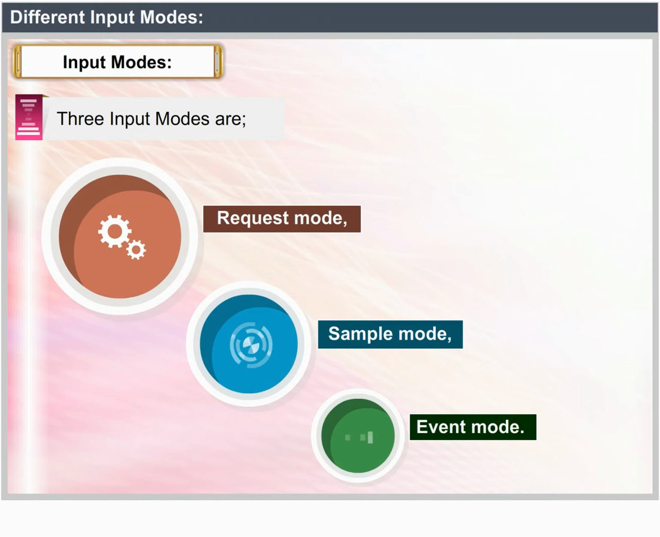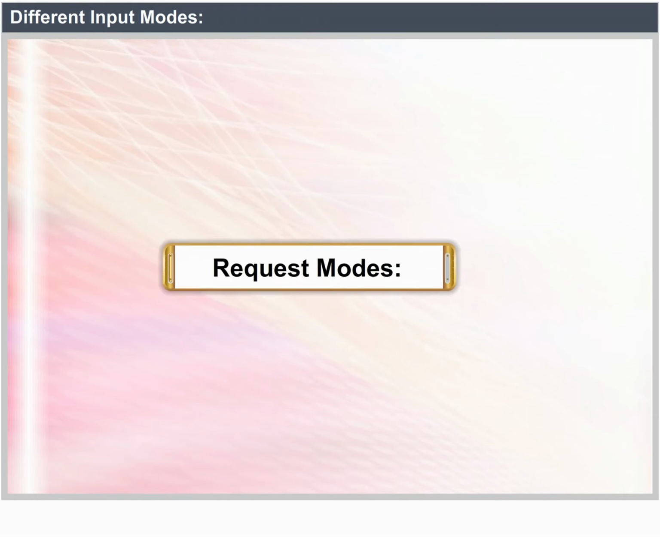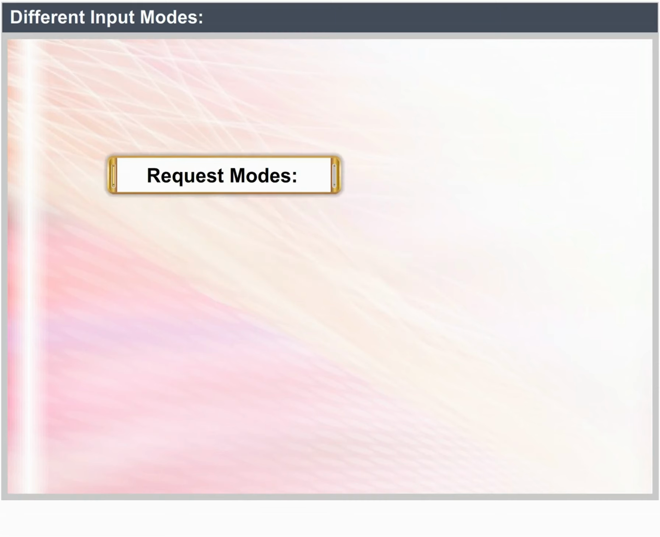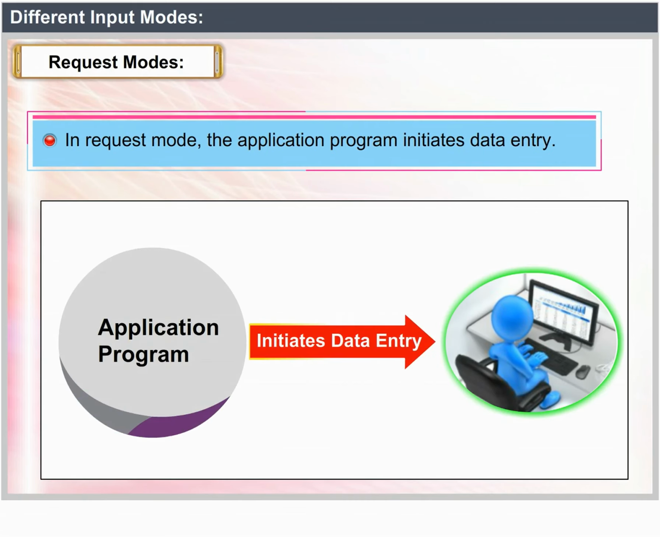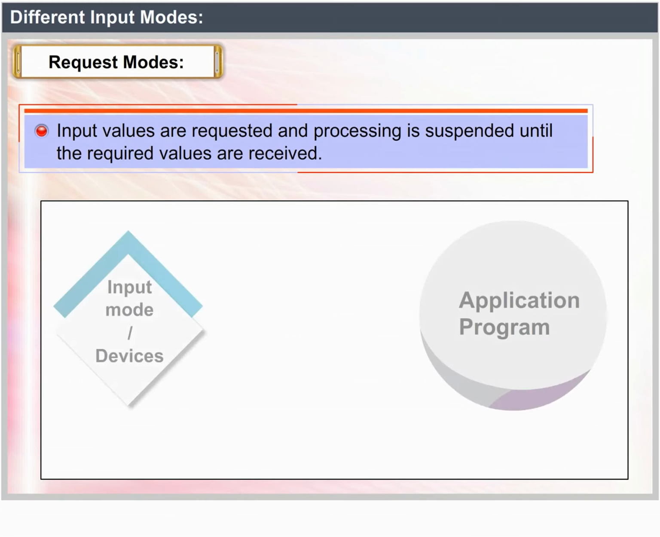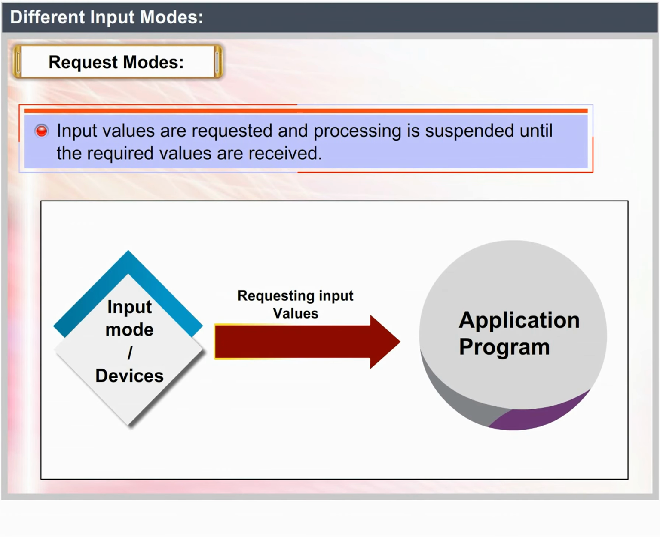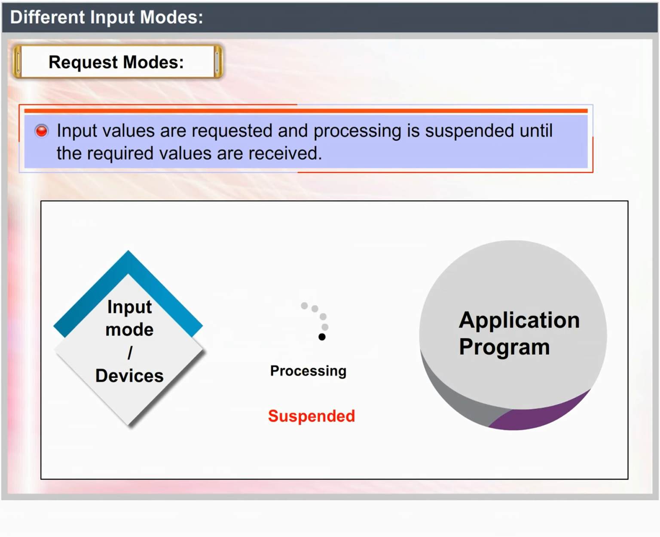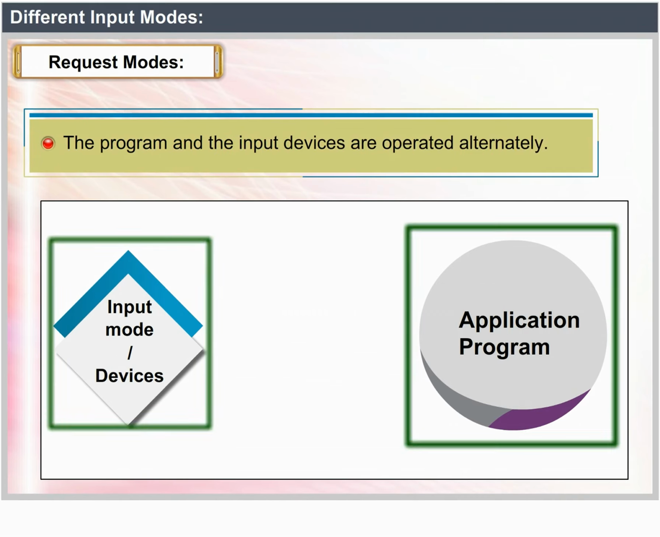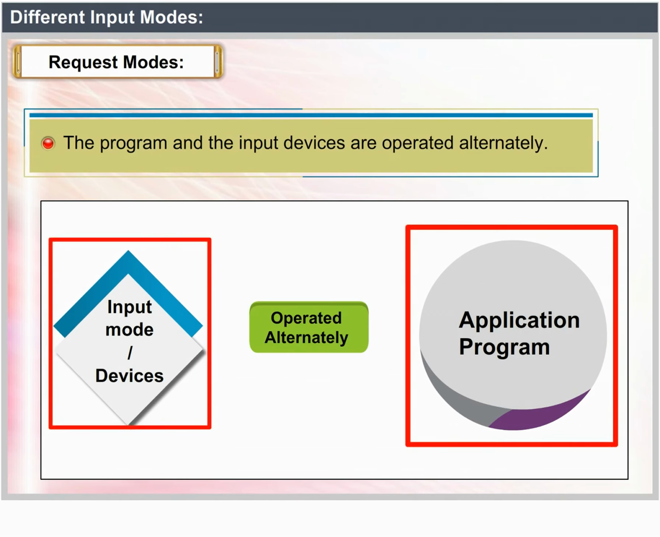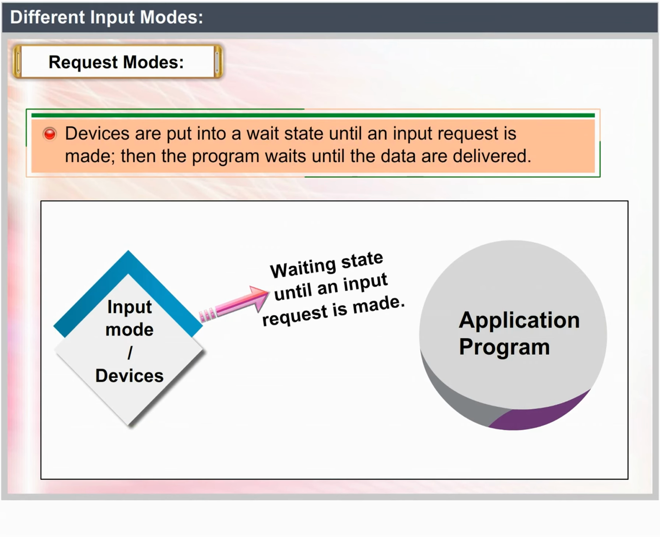Request mode. In request mode, the application program initiates data entry. Input values are requested and processing is suspended until the required values are received. This input mode corresponds to typical input operation in a general programming language. The program and the input devices operate alternately. Devices are put into a wait state until an input request is made. Then the program waits until the data are delivered.